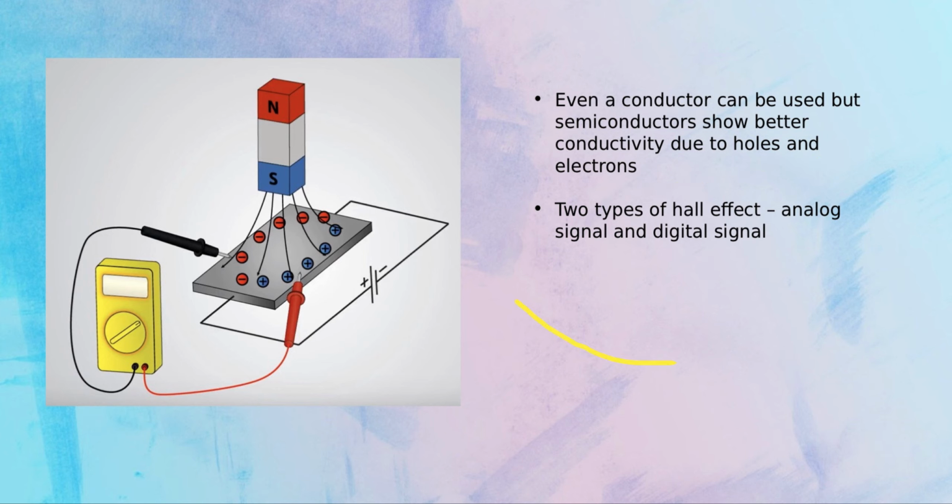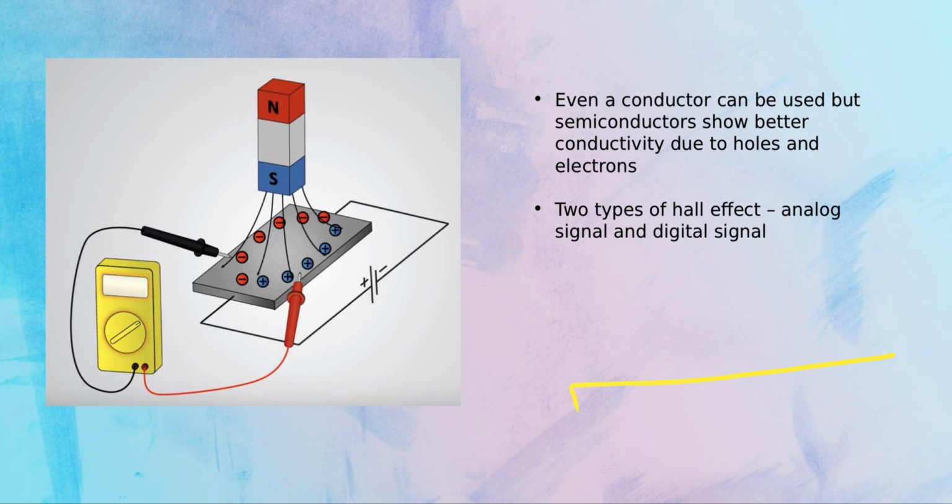Now we have two types of Hall effect. One is the analog signal and the other is the digital signal. This classification is based on the output that's being produced by Hall effect sensors. So an analog signal looks something like this, and a digital signal looks something like this.